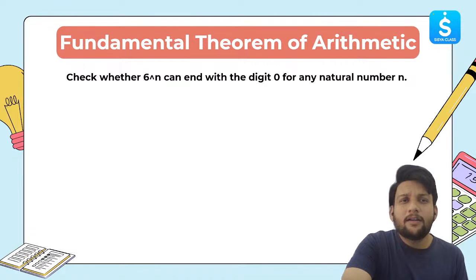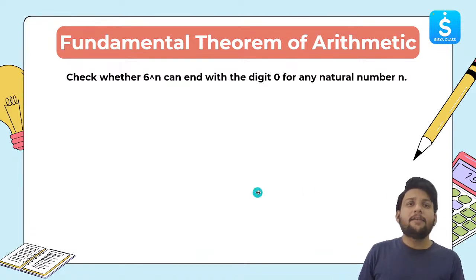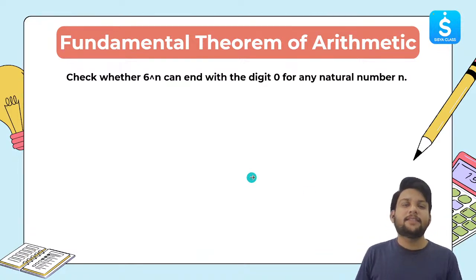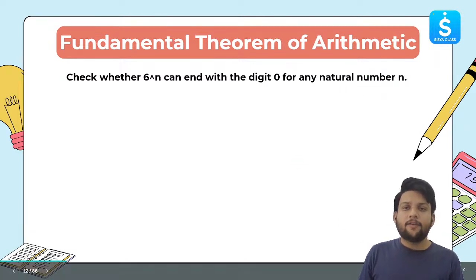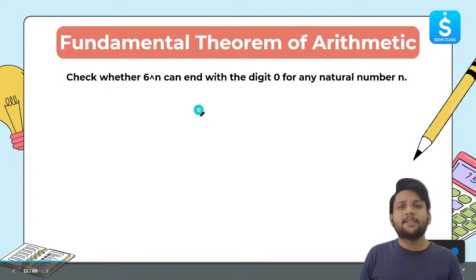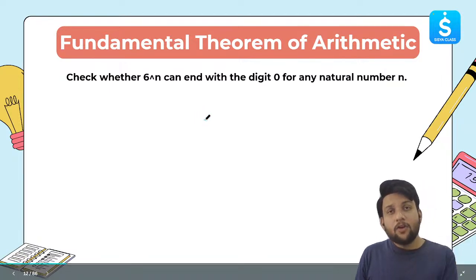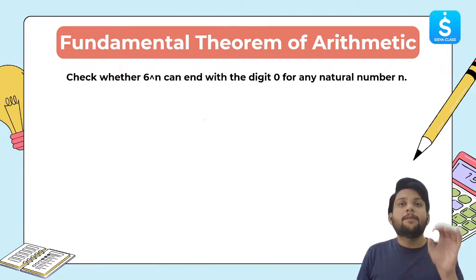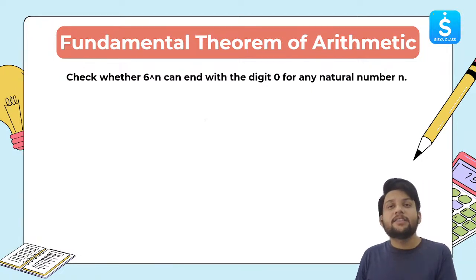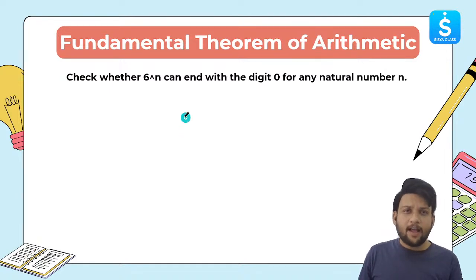Next, one particular type of question is that we have certain numbers. In this question: check whether 6 raised to power n can end with digit 0 for any natural number n. Now, what does the fundamental theorem of arithmetic say? It says that every composite number can be represented as a product of primes. That is the very basic definition. But the most important part is that factorization is unique. So here we have the number 6 raised to power n.